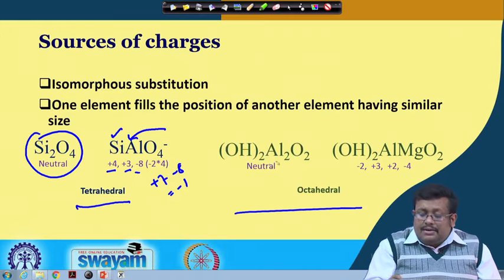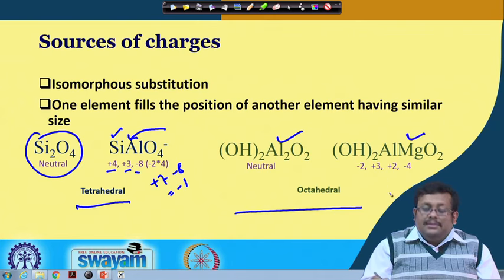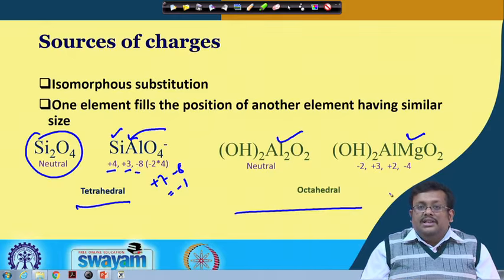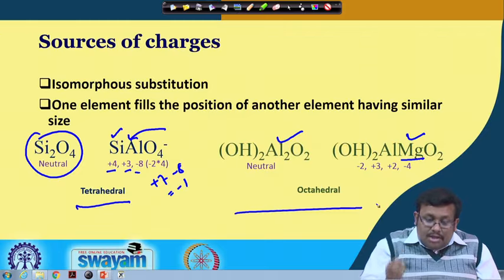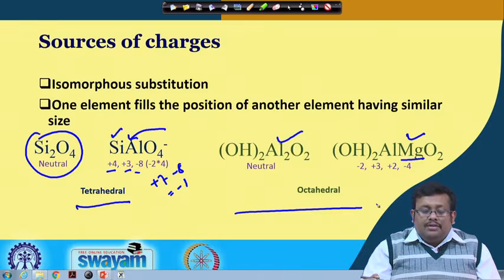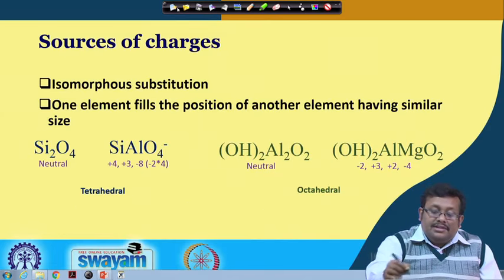This is an example of isomorphous substitution in case of tetrahedral layer. However, in case of octahedral layer, you can see aluminum is getting replaced by magnesium because both of them have similar size. So remember that in the silica tetrahedral sheet, silica gets replaced by aluminum, whereas in the octahedral layer, aluminum generally gets replaced by either magnesium or iron. So this isomorphous substitution is one of the major sources of charges which develop in the clay minerals, and that's why clay is reactive. There are other sources of charges also. We will discuss them later on.